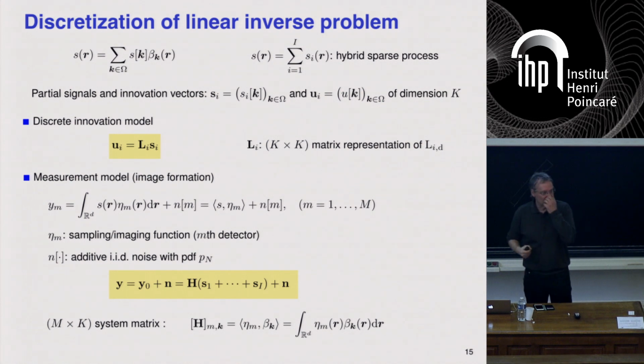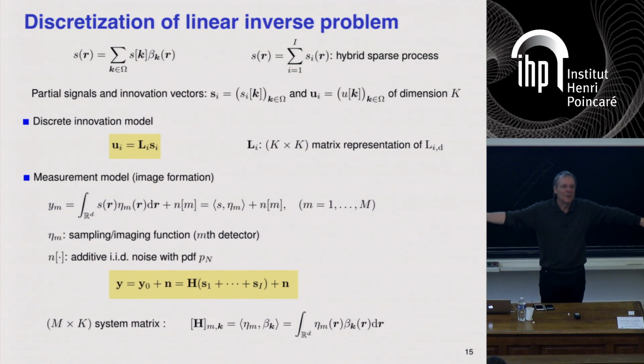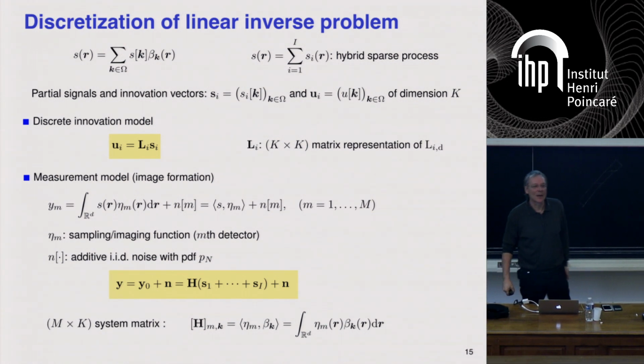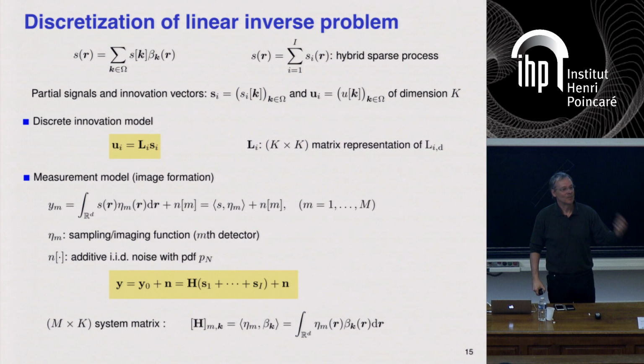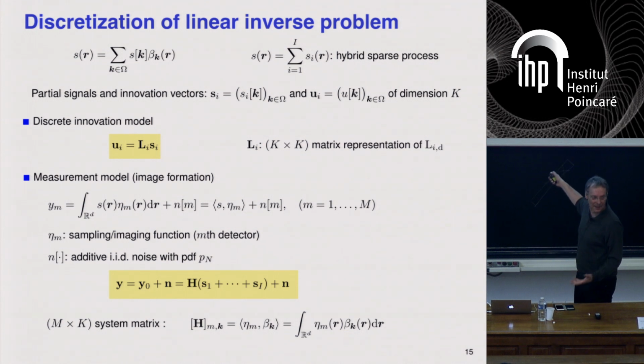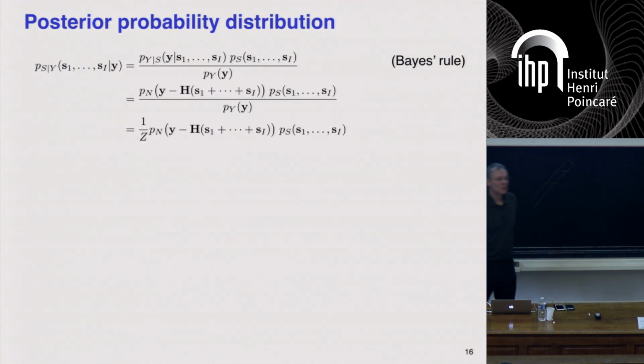We also have the physics. The physics here involve integrals. Every sensor has an equivalent impulse response. If you do tomography, this could be line integrals. And then you have the noise here. Once you discretize with those basis functions, you can rewrite the model the way I had it in the first slide: you have a system matrix, Y equals H, now not times S, but times S1 plus S2 plus S_i, plus the noise. So now we want to construct our algorithm.